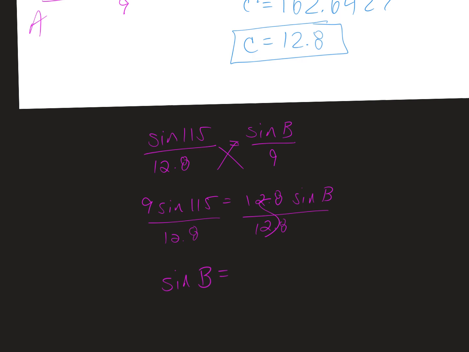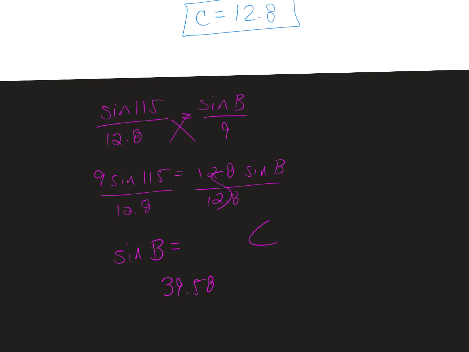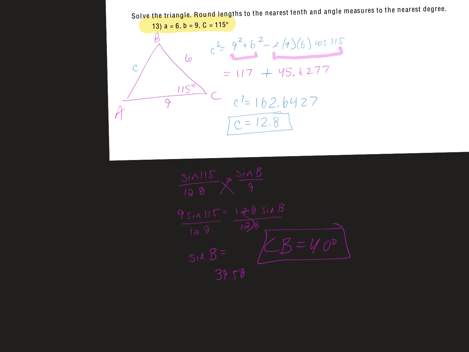0.637, something like that. So second sine, second answer, and I get 39.58. Well, if I'm going to round that to the nearest degree, angle B is about how much? About 40 degrees. All right, so let's see. Is there any other piece of the triangle that we're missing? What do we not know yet? Angle A. How do you find A? You're going to add 115 and 40 and get 155.